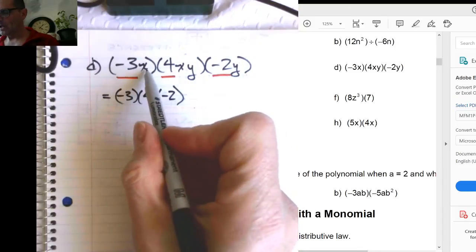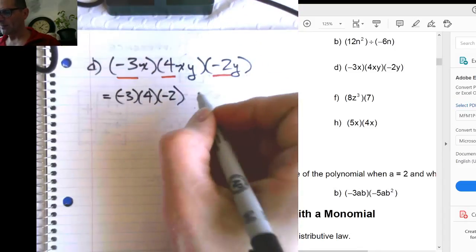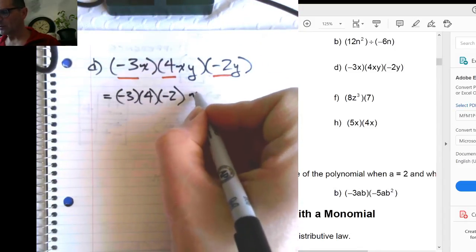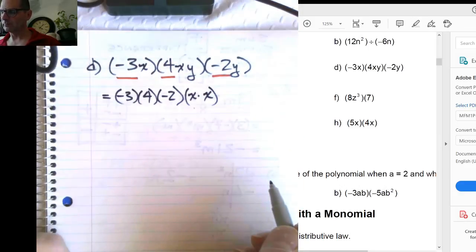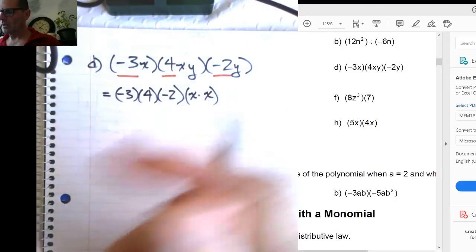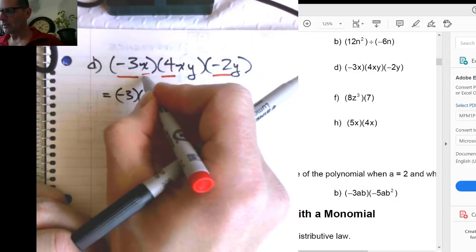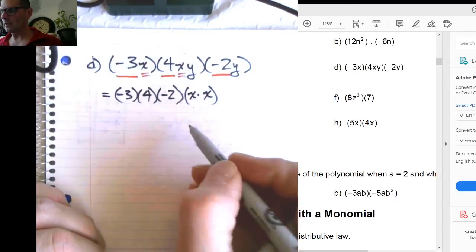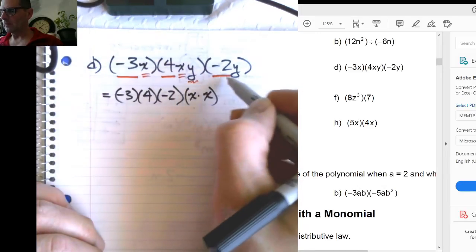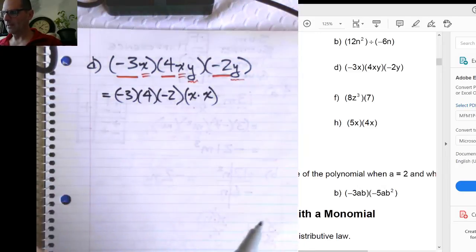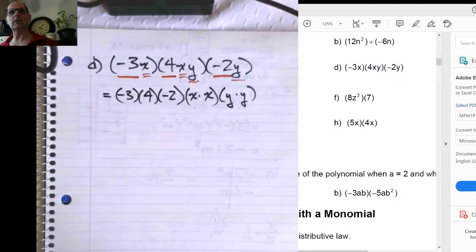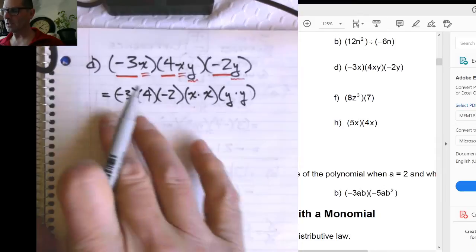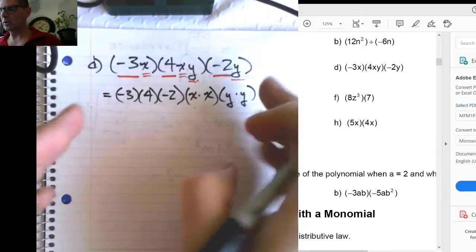Then I have an x from here and an x from here. So I'm just going to write those out like this for now. Those are my two x's right there. And then I've got a y and a y right there, and I can write that in the same manner. So this is everything that we've got here, just rearranged and regrouped together.